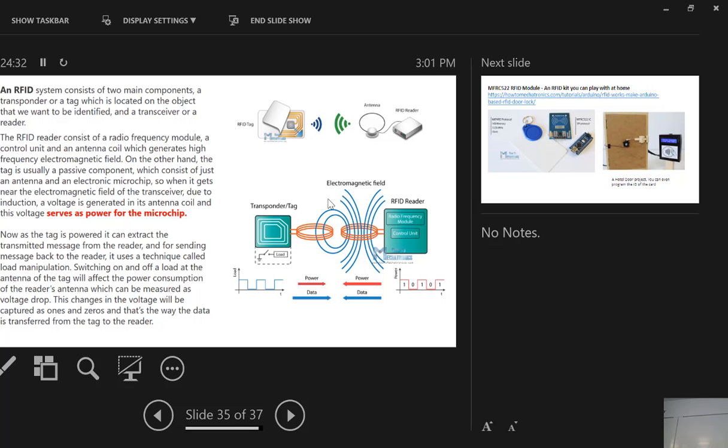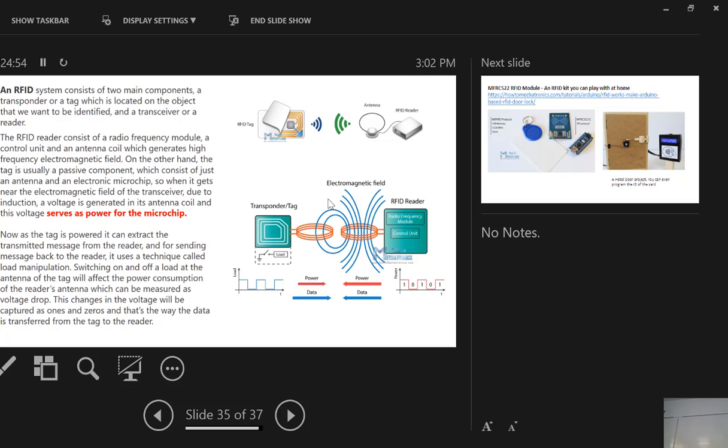So how is it able to send a signal back? There's a little integrated circuit, a silicon chip inside. Sometimes it's fabricated with silicon and plastic. But let's just think about it as a silicon chip. So that's so cheap, right? Low cost.